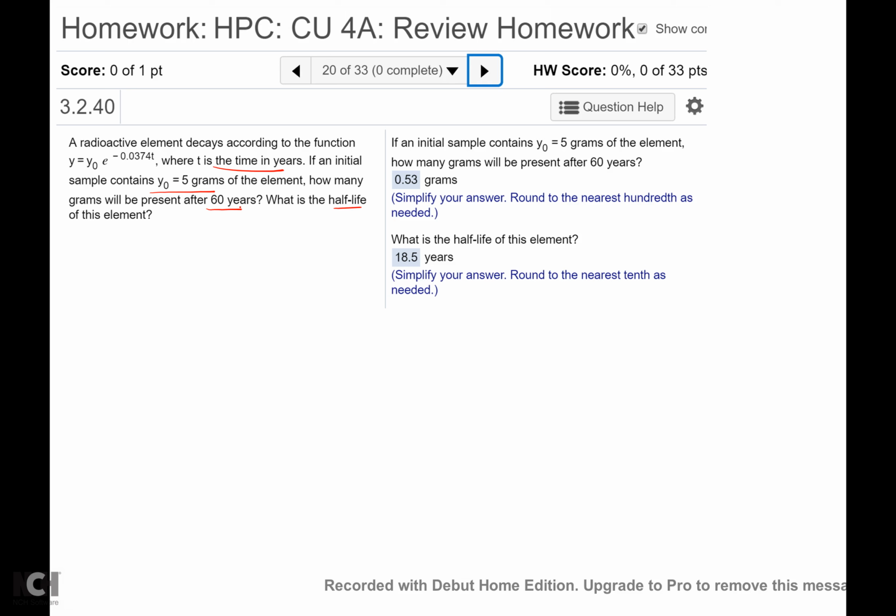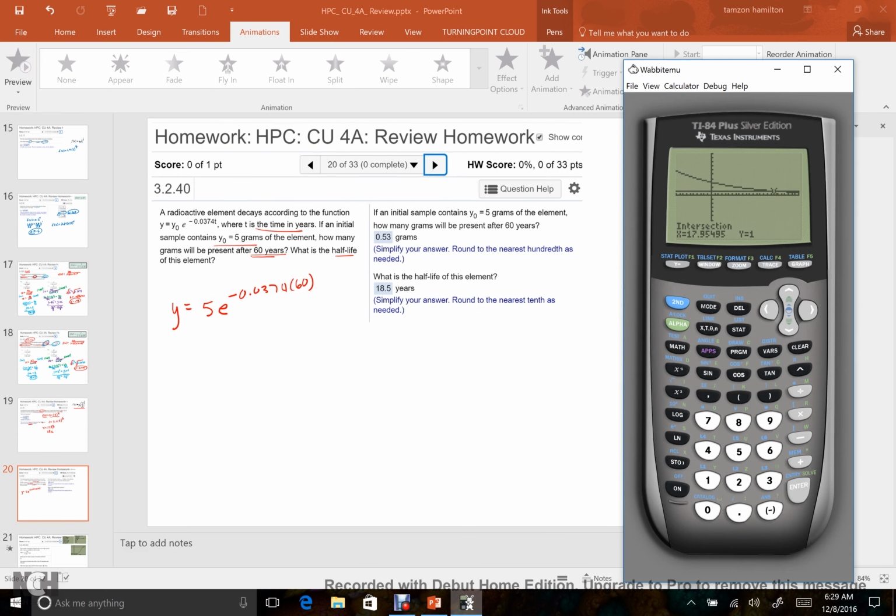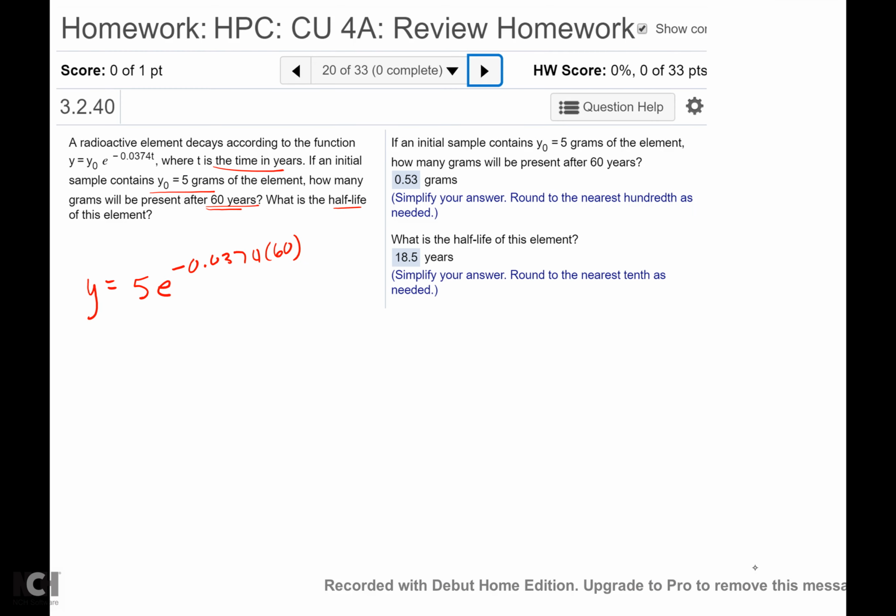Okay, so to answer the first one, they're telling me to change t to 60. So I have y equals y sub naught is 5, e to the negative 0.0374 times 60. So you're literally going to type that in, and I think I'll do it with you. Okay, so we're going to do 5e caret, and I'm going to put it in parentheses, negative 0.0374 times 60. See, I put all that in parentheses, and then I hit enter, and I get 0.53 blah, blah, blah. Okay, so when I type this in, I get 0.53 grams left.